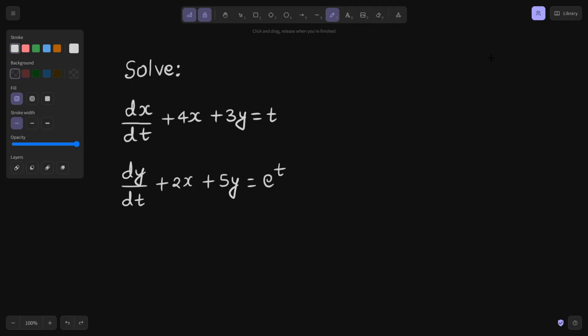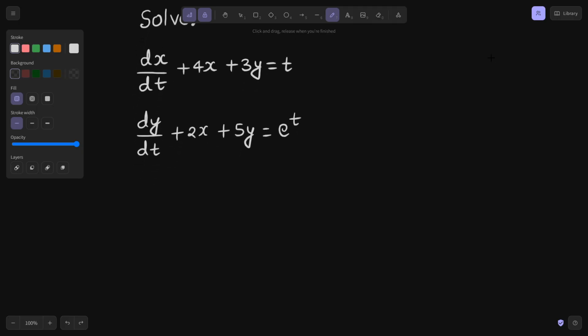So to start with, as you can see, both x and y are here, and d by dt is there. So one thing for sure, that your d by dt is going to be your capital D for this problem.